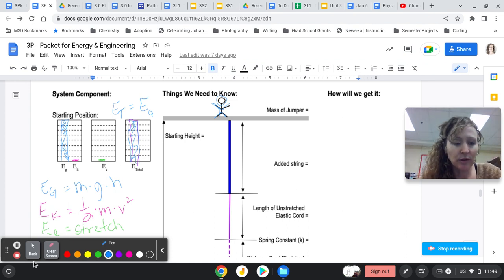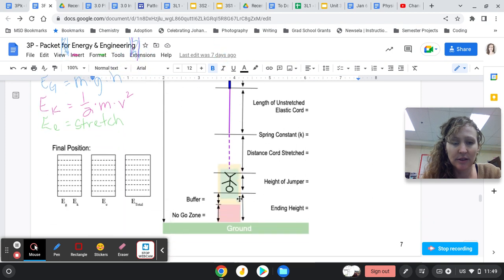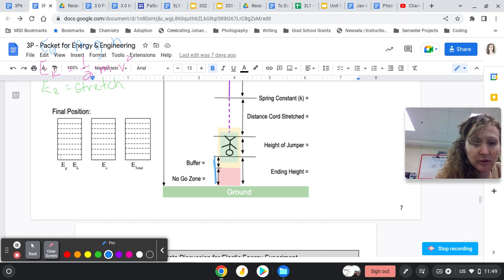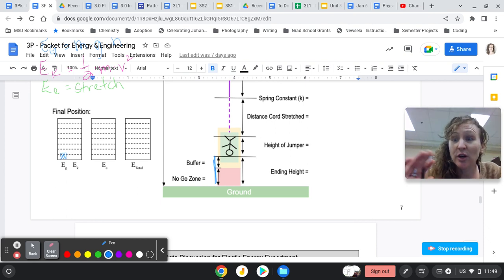And then if we scroll down and look at our jumper at the end, our jumper still has some height, so it's still going to have some gravitational energy, but it doesn't have a lot of height, so it's not going to have a lot of gravitational energy. Our jumper also jumped off, flew through the air, and then got slowed down by that cord. And at the end, our jumper has stopped. So at the end, our jumper also has no kinetic energy. So we'll put a little line there to show that it's a 0.